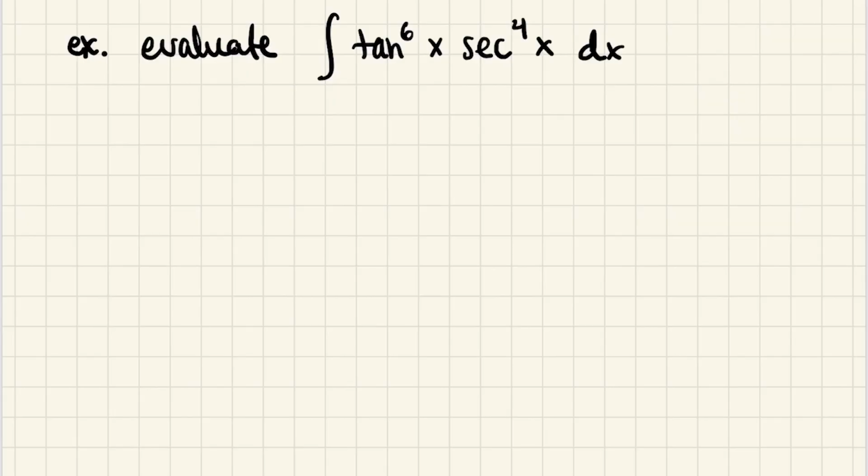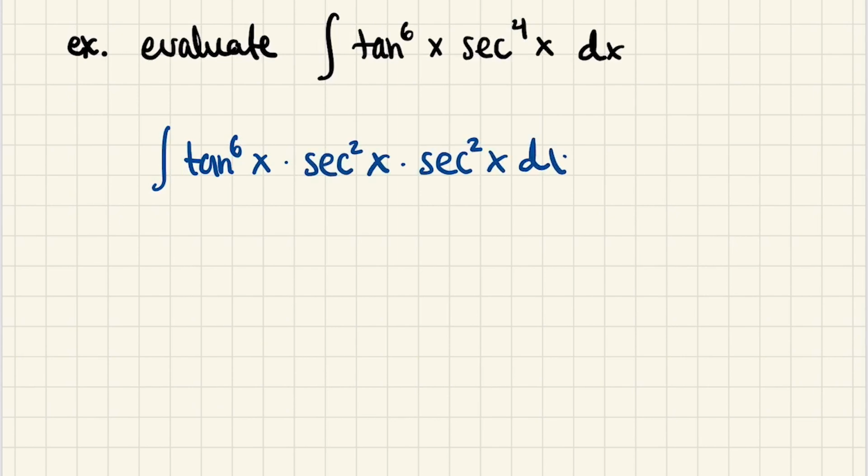Okay, here we have different functions besides sine and cosine finally. Tangent to the 6th power, secant to the 4th power. The basic principles about reserving factors with dx with the intention of letting u equal something is exactly how we're going to approach even when we've got tangents and secants. So the way we're going to approach this one is by reserving a secant squared to go with our dx. So we have tangent to the 6th power multiplied by secant squared multiplied by secant squared dx.